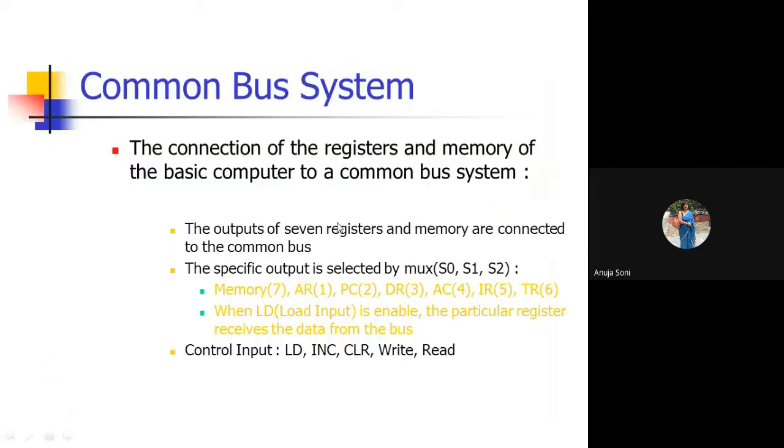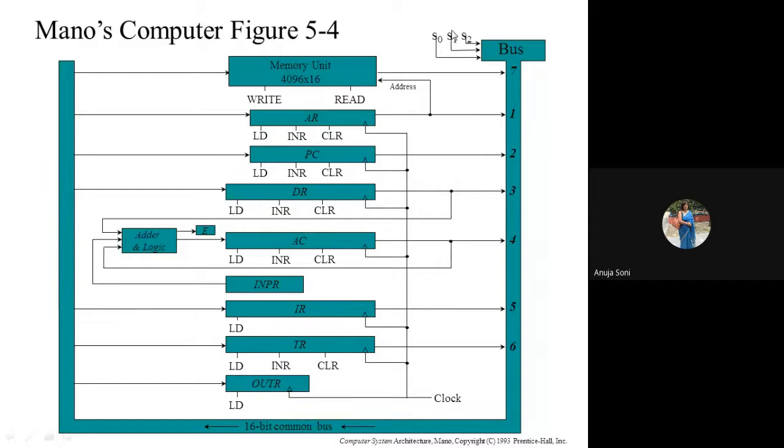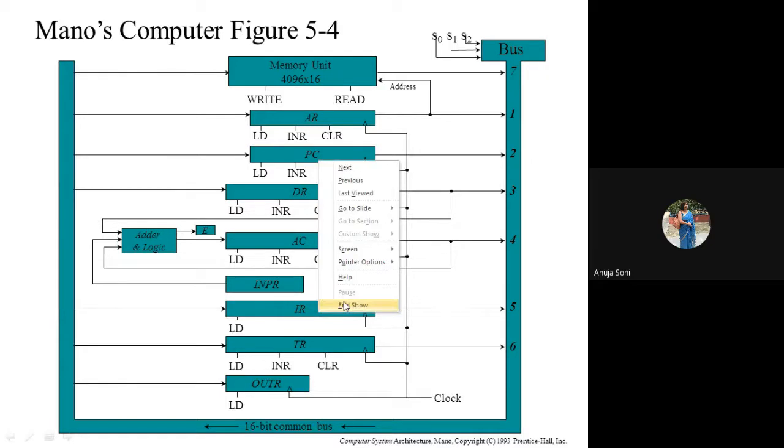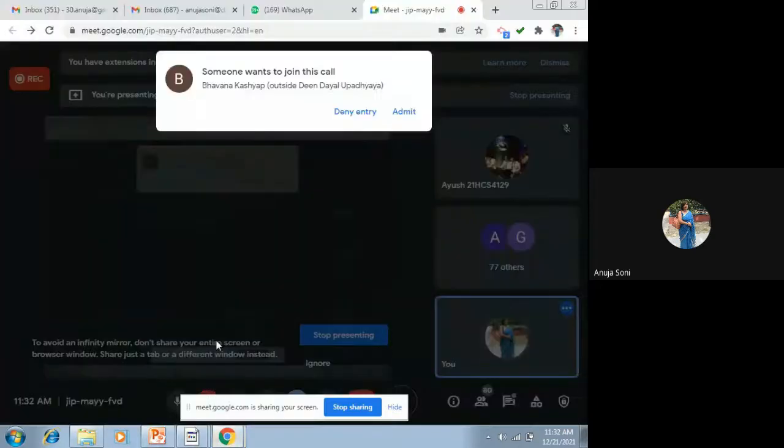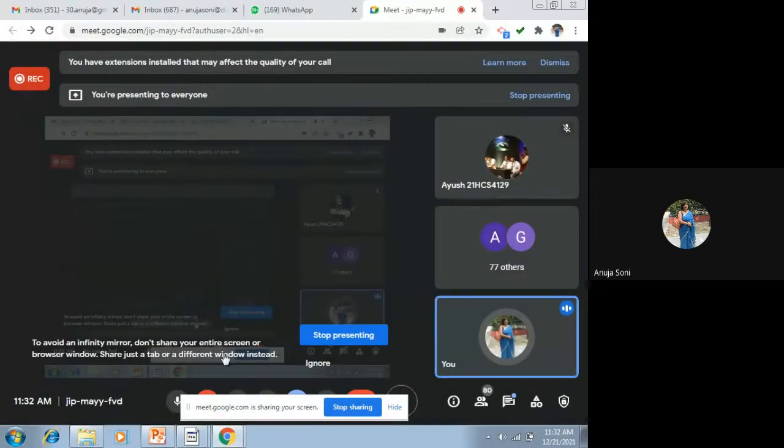So as and when the value of S0, S1, S2 becomes 7, as well as there are two signals written in memory, one is the write signal, another is the read signal. If the read signal gets activated, what will happen basically? The data will be read from memory and it will be transferred to the common bus.